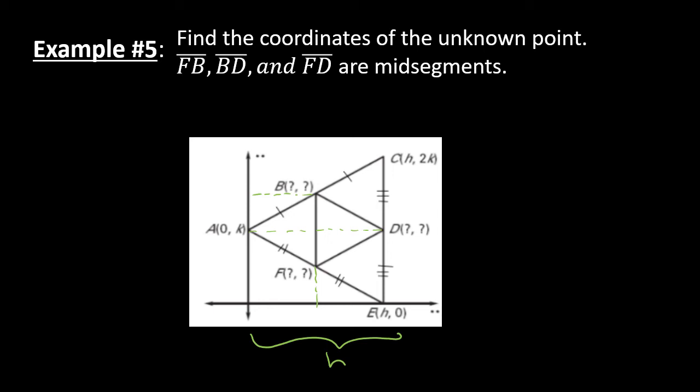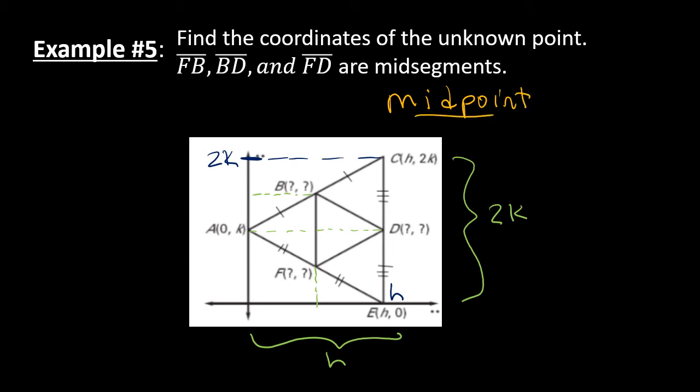And knowing that this distance from here to here is 2K. So if you're all the way up here at the top, this is 2K and this is H right here. That should honestly help us find most of these. So midsegments intersect at the, drumroll please, midpoint. Okay, so remember, midpoints are important.